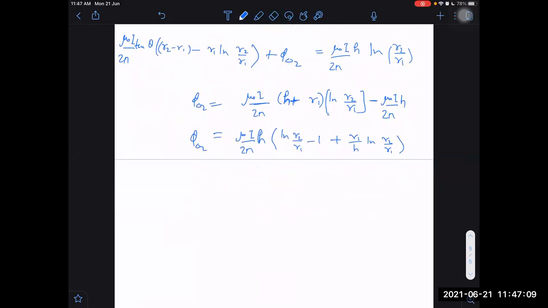And if you want to simplify a little bit, then I will be getting R2 by R1, because there are two terms. Let us convert into one. So it is becoming (h plus R1) upon h, minus 1, into mu naught I h by 2 pi. That is phi of triangle 2.